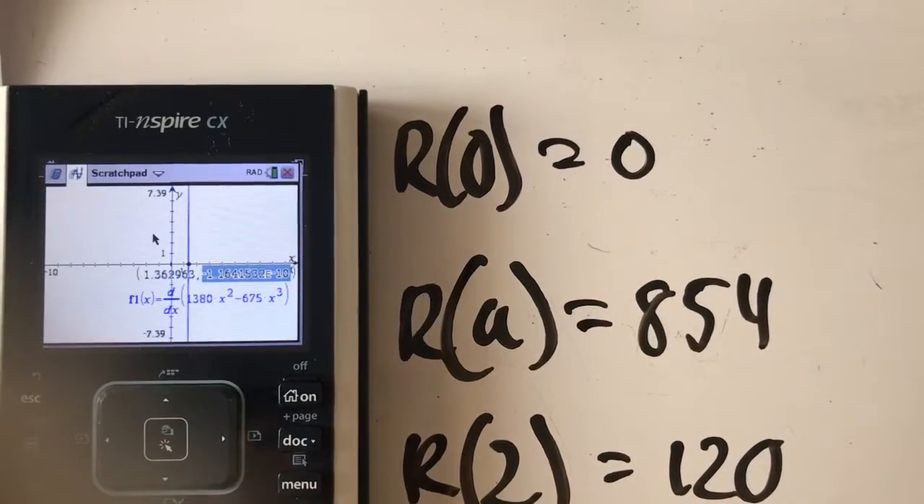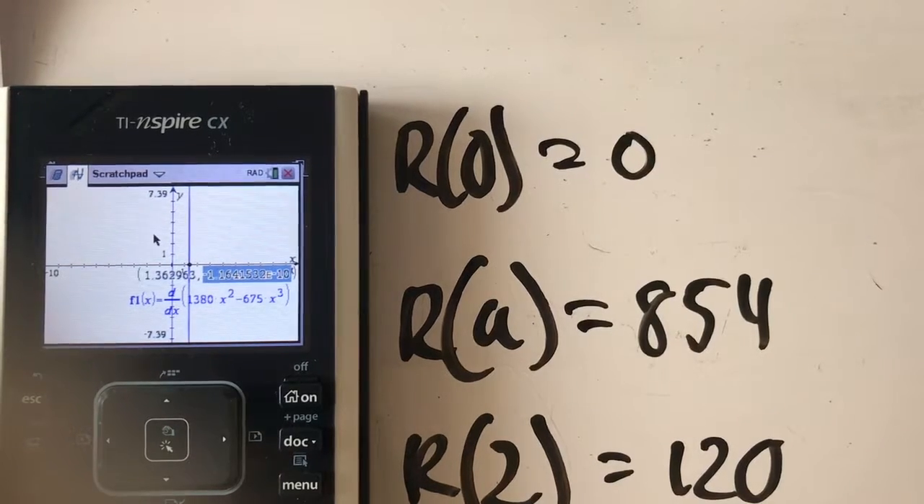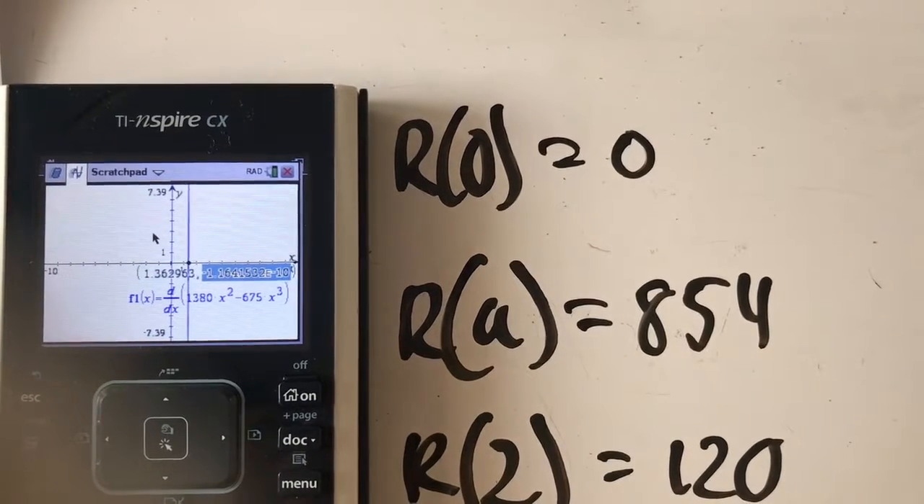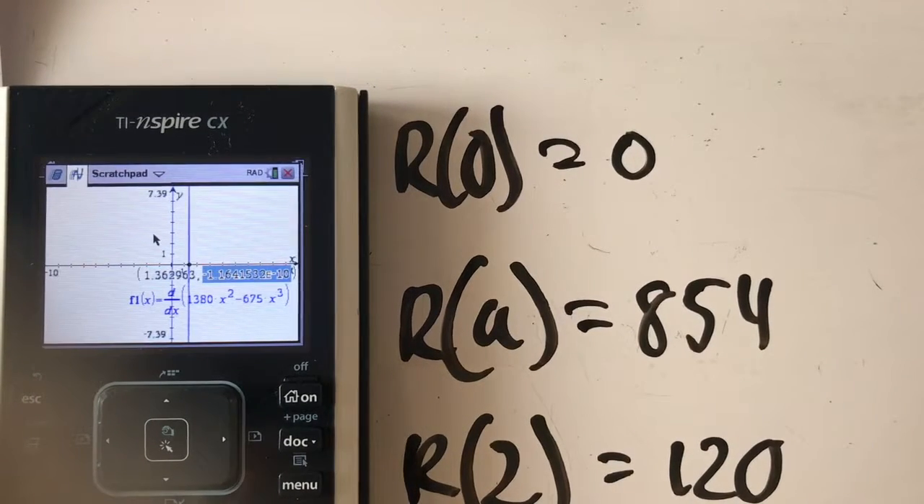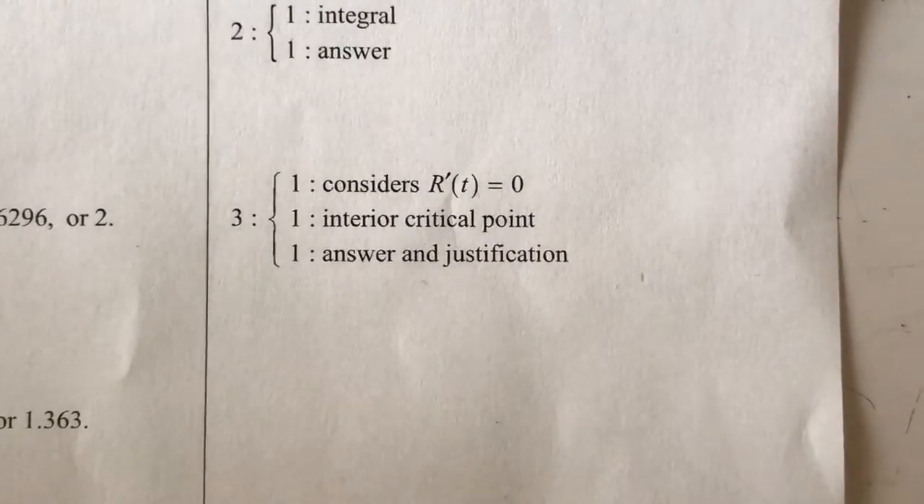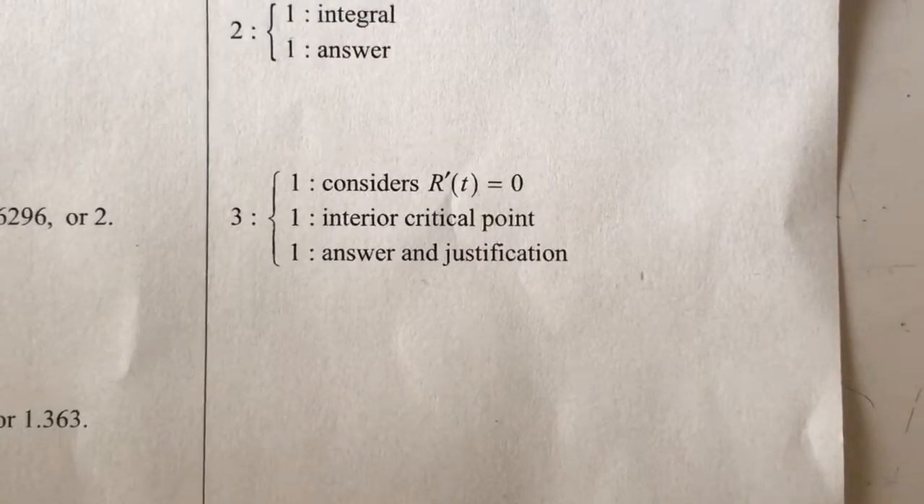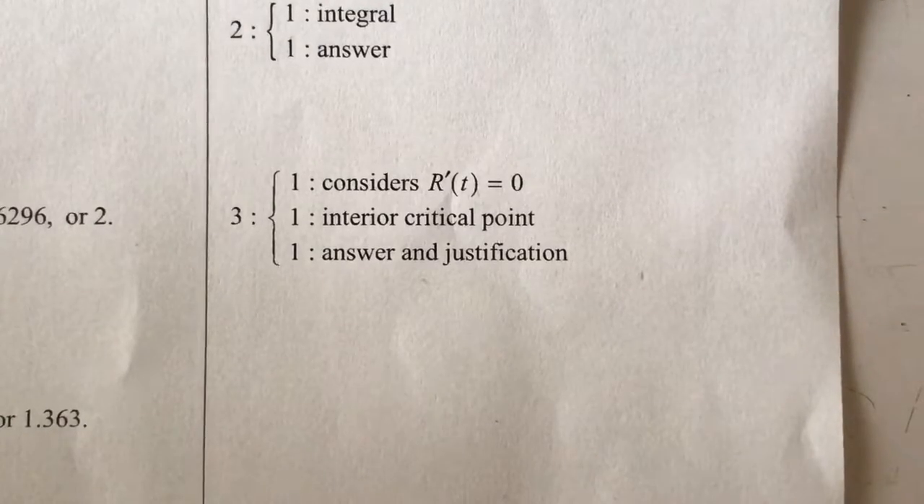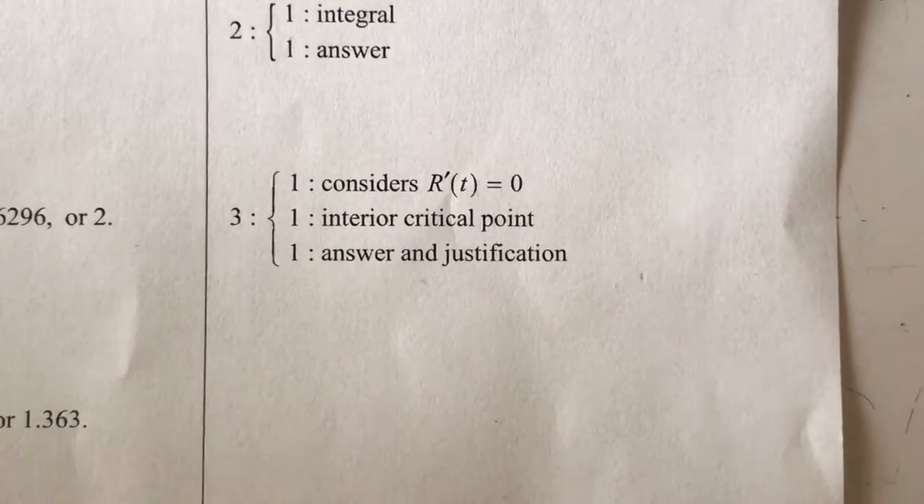And looking at these numbers, we can see that the maximum occurs at whatever that point was, a, and we can go back and see that a is 1.362, and we can say that the maximum occurs when time is equal to 1.362. And again, we can look at the key and we can see that we get 1 point for using r prime of t, another for finding the critical point, and another for getting the answer and justification.